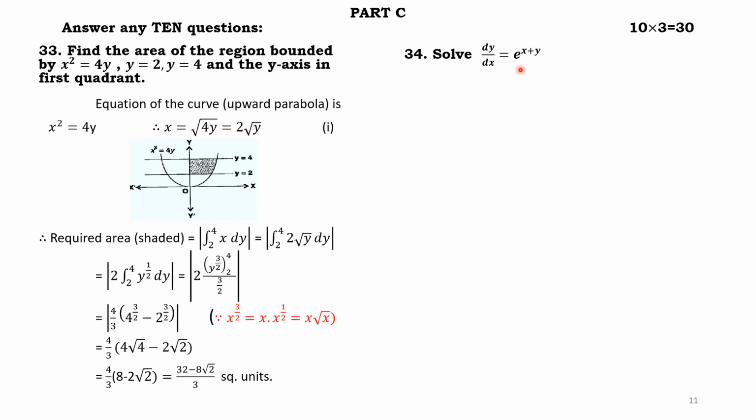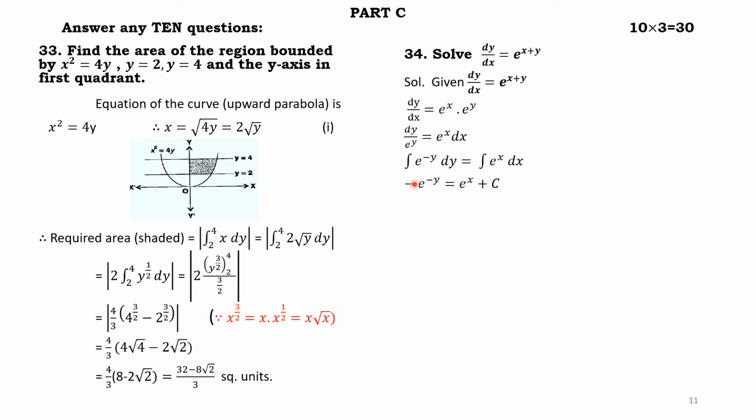Solve dy by dx is equal to e to the power of x plus y. Therefore, given dy by dx is equal to e to the power of x plus y, we will separate it and write it as e to the power of x into e to the power of y, from the knowledge of exponential functions. Therefore, dy by e to the power of y is equal to e to the power of x into dx. Therefore, it is the integral of dy, e to the power of y goes to the numerator and becomes e to the power of minus y, equals the integral of e to the power of x dx.